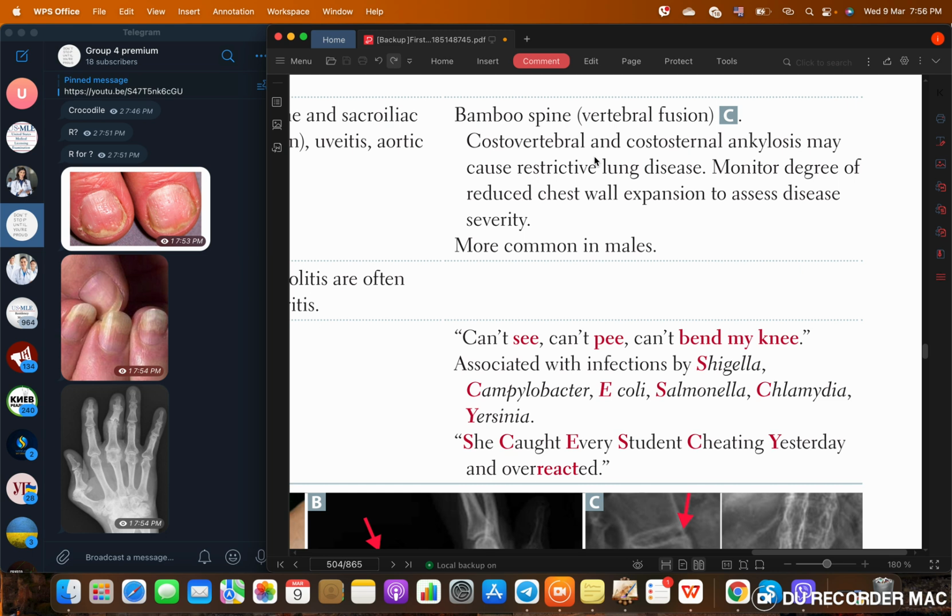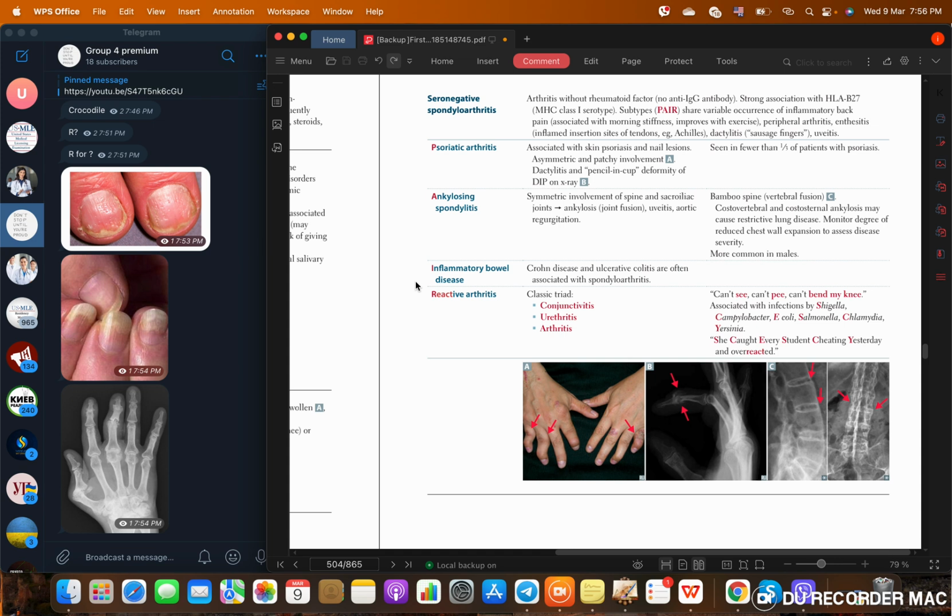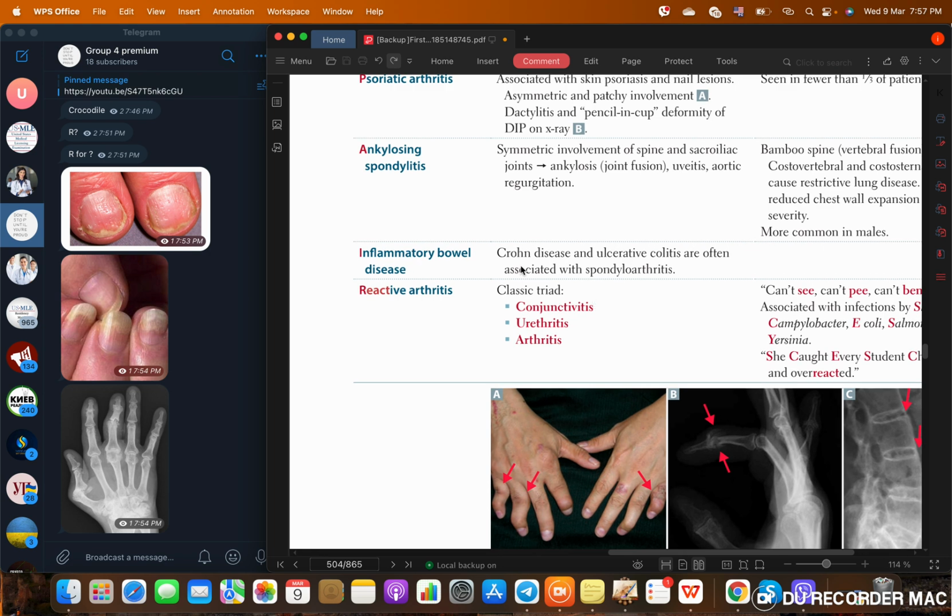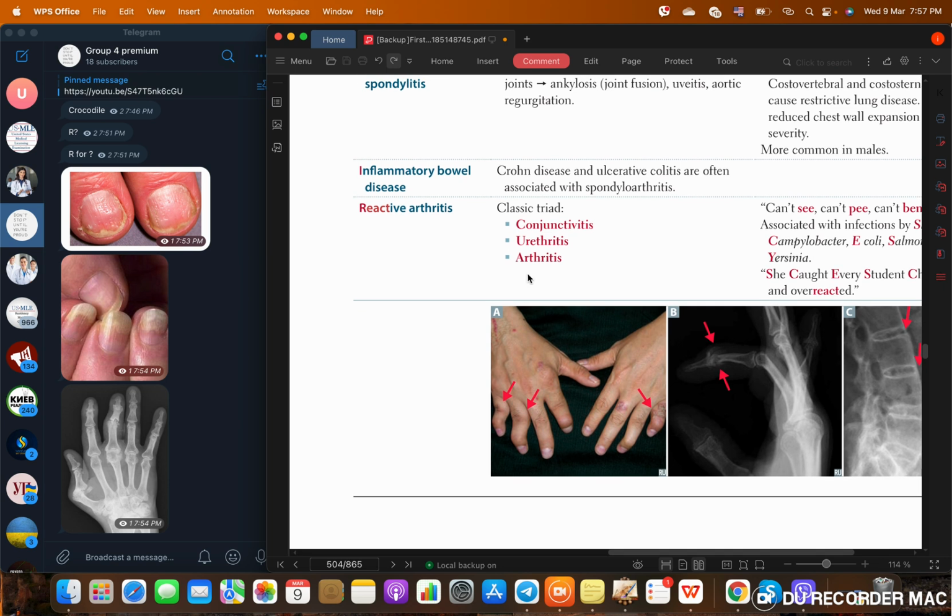Monitor the degree of reduced chest wall expansion to assess disease severity. So the less the expansion of the chest, the more severe the disease is going to be. It's more common in males, young males, okay? Inflammatory bowel disease is part of the barium mnemonic, so the I is for inflammatory bowel disease, which includes Crohn's and ulcerative colitis, and they are also associated with the spondyloarthritis.